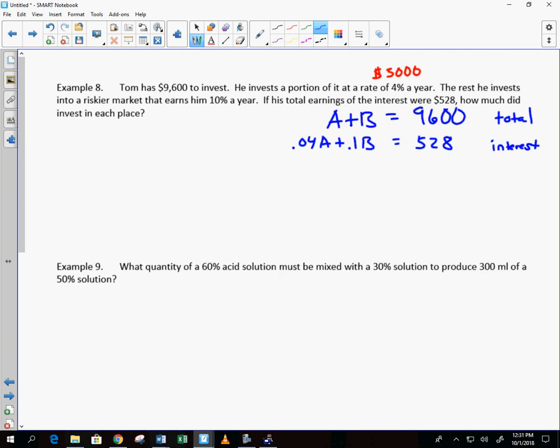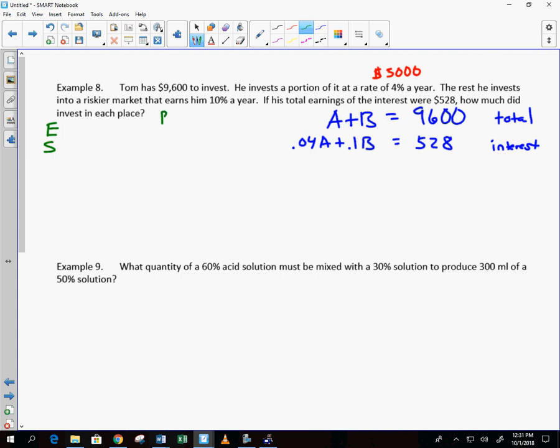Excellent. 0.04a plus 0.1b ends up being equal to 128. Or I'm sorry, 528. Great. I've got two equations. I have two variables. Now I can solve, piece of cake, upside down. You tell me. I got two ways of solving this. One starts with E, one starts with S. Elimination or substitution.